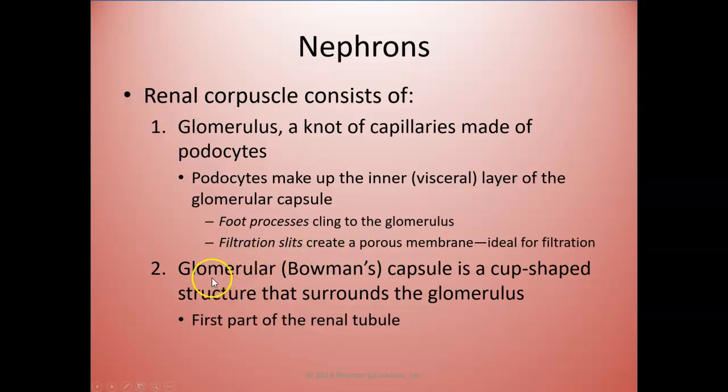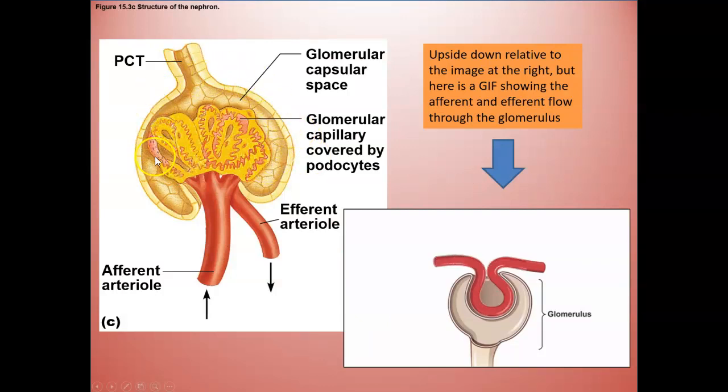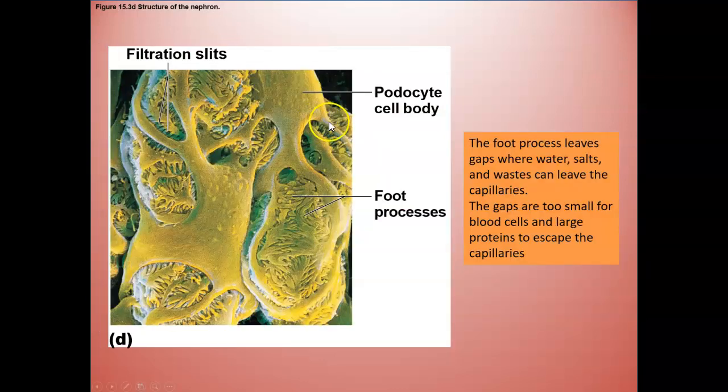And surrounding that, there's the glomerular capsule, otherwise known as Bowman's capsule. It's this cup-shaped structure that surrounds the glomerulus. So here's the Bowman's capsule, or the glomerular capsule. And here's the glomerulus itself, with these podocytes wrapping around these little foot-like things. And again, the idea is that you've got afferent blood going in, and efferent blood going out of that particular part. Then if we move on, you can see these podocytes with these foot processes. And again, there are gaps in between, so water, salts, and waste can leave there, but big things can't.